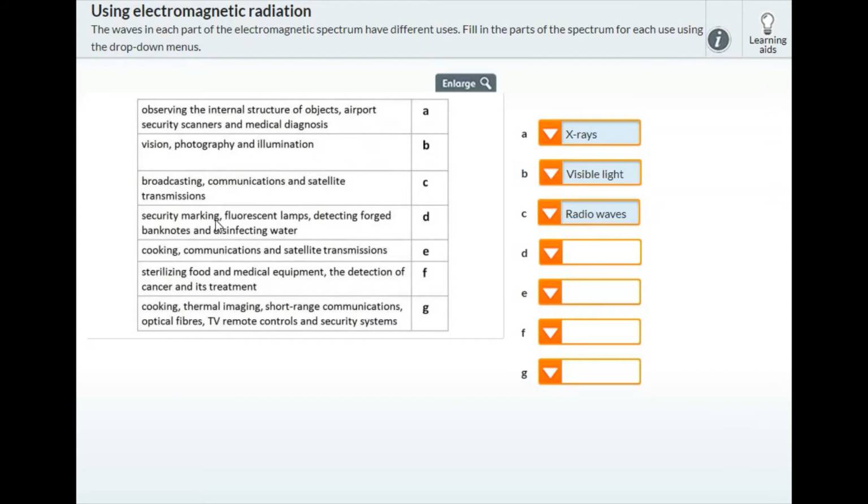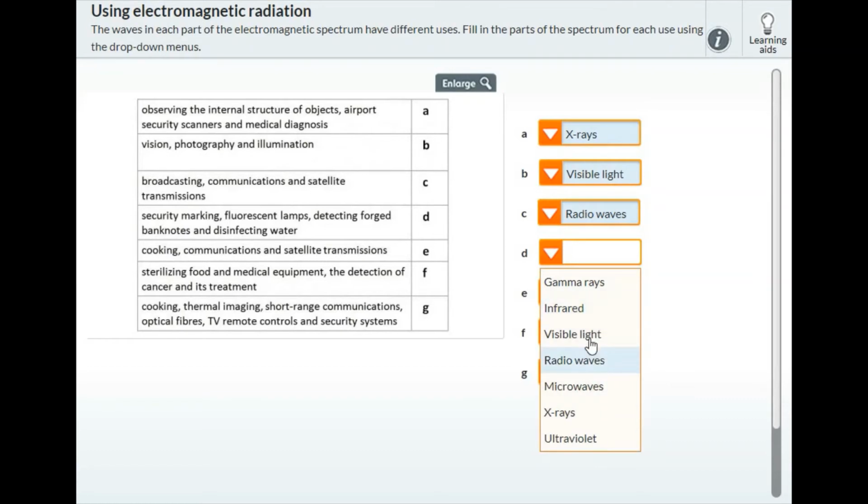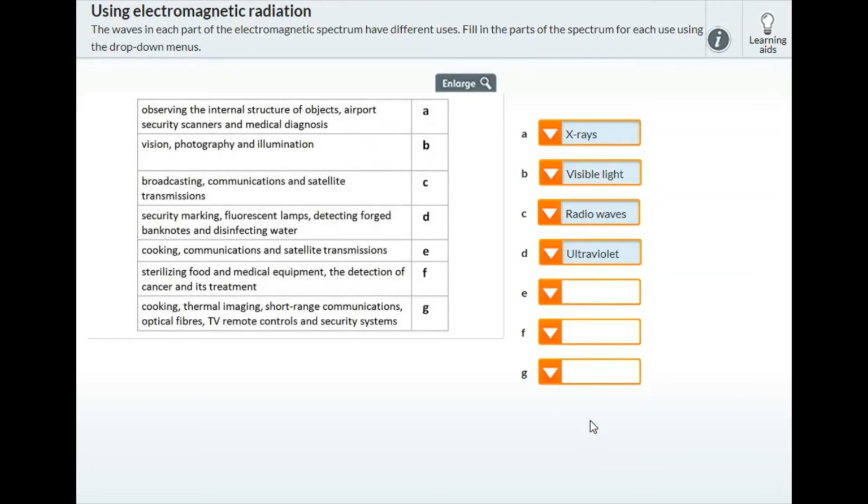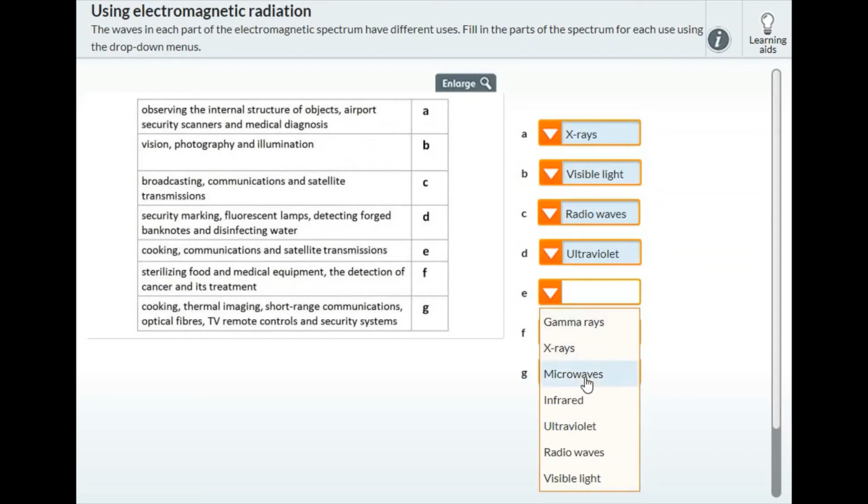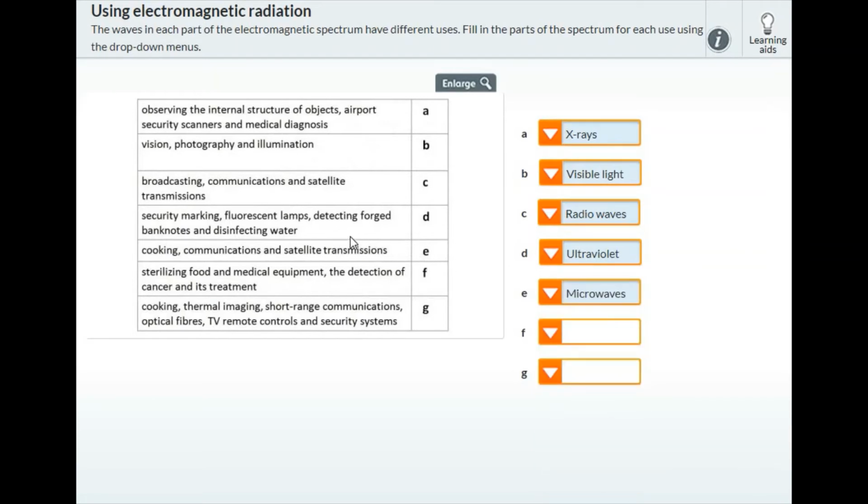Security marking, fluorescent lamps, detecting forged banknotes and disinfecting water. That is all part of the uses of ultraviolet light. There it is. E, cooking, communication and satellite transmission. Okay, so with the cooking part of it, then I'm going to select microwaves because we do communicate with microwaves.